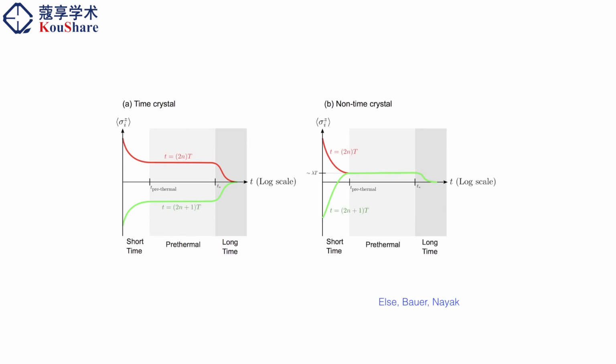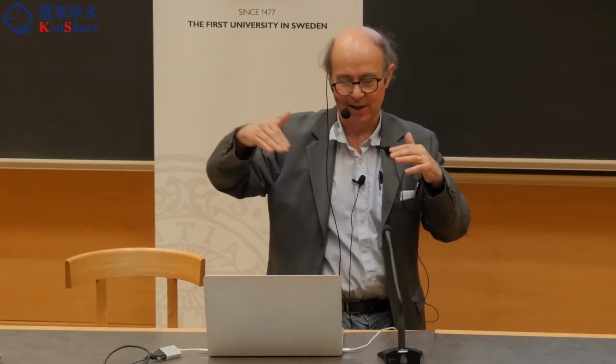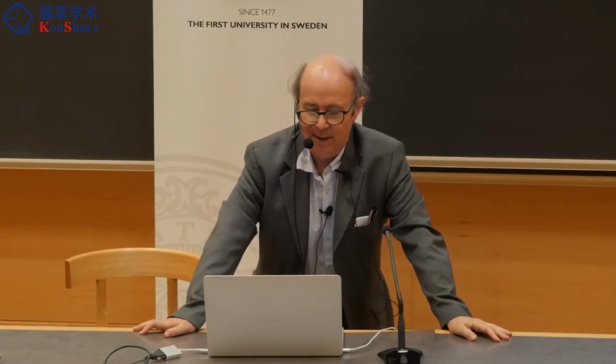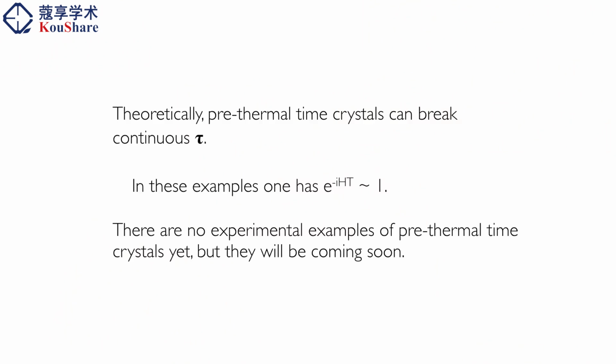So you have a very, very long time in which you get this period doubling or more general kinds of behaviors. But eventually it thermalizes. Eventually the system keeps absorbing energy from the pump and goes crazy. However, these systems can also break continuous time translation symmetry. If you ask what sets the period, it is set by the internal structure of the Hamiltonian. As yet, there are no experimental examples of pre-thermal time crystals, but I'm very confident they'll be coming soon. They have been established numerically.